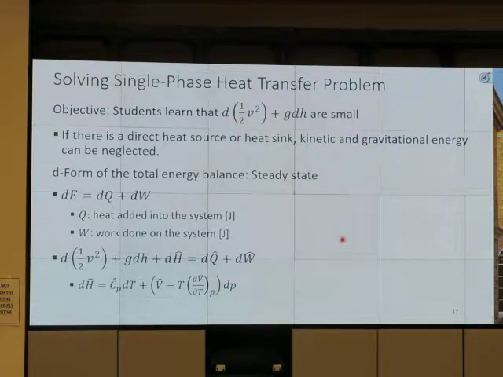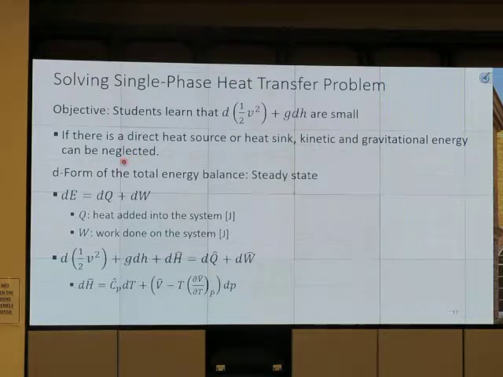For heat transfer calculation, I will give you a first example. This example is to show you that whenever we have heat transfer, most of the time the energy from the heat transfer term is the dominant term. The rest, the change in the V square or gravity term, doesn't matter. You haven't seen the equation yet. Let me go through this equation. If there is a direct source or sink of heat, kinetic and gravitational energy can be neglected.